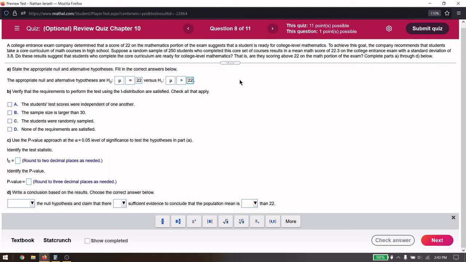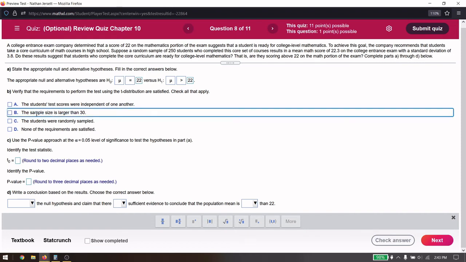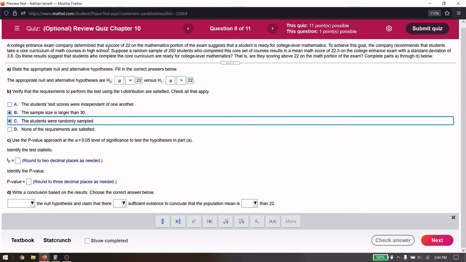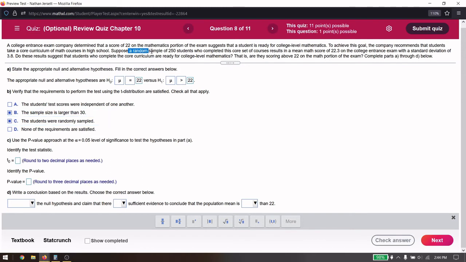Okay. So verify the requirements to perform the test using t-distribution. The t-distribution just says we need greater than 30, which we have. And I believe we need randomly sampled, which it said it was. I suppose a random sample, yeah. I think we also need independence. I think you always need independence.